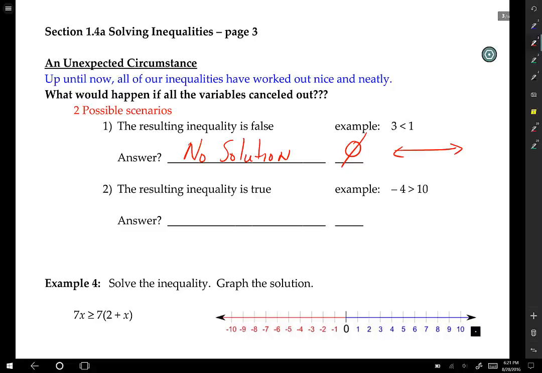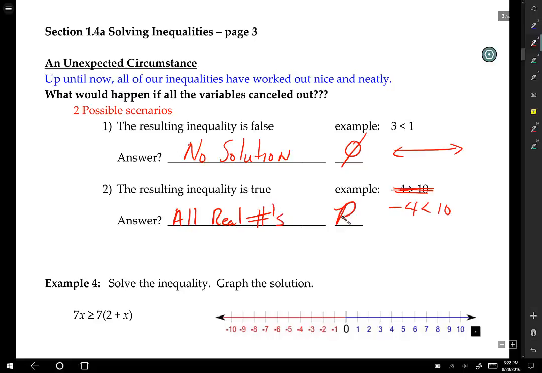If, on the other hand, you drop out your variables and you end up with a true statement, like -4 is greater than 10, well, that would be a mistype. Let's correct that right now. -4 is less than 10. That's a true statement. Okay? If that's the case, that means all real numbers work. And that's our answer. Remember to write all real numbers. You kind of do a cursive R with a double line. And what that looks like on a number line, very simply, you're going to take the whole number line and shade the whole thing. I apologize for that mistype there, but obviously that is not correct as we're looking at that middle part there.